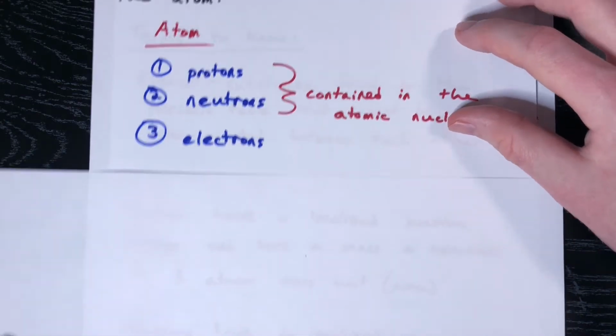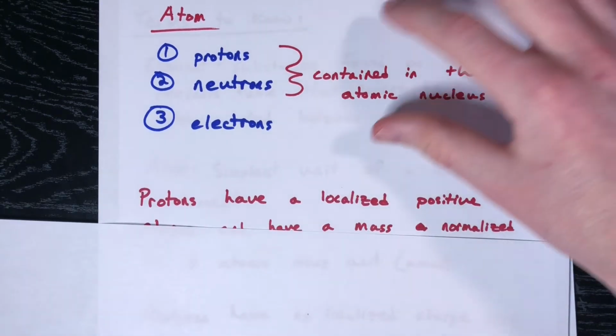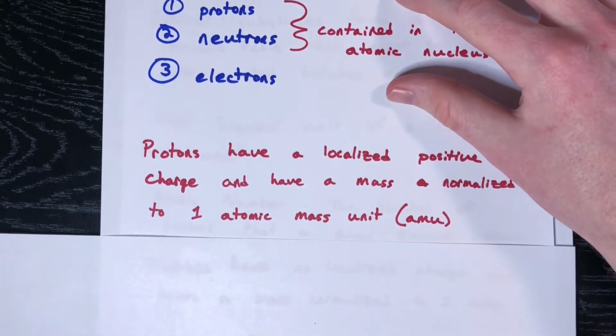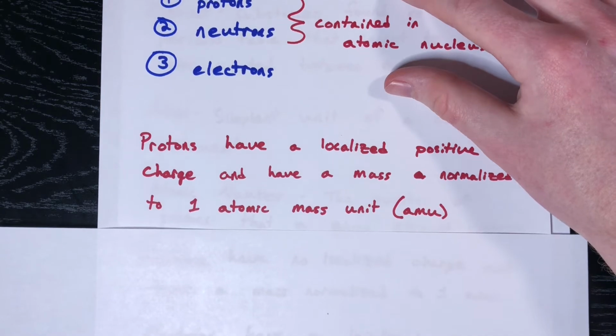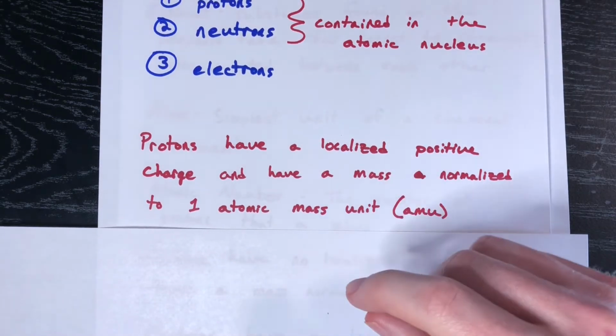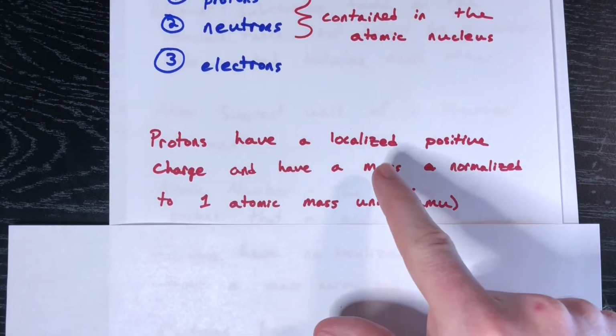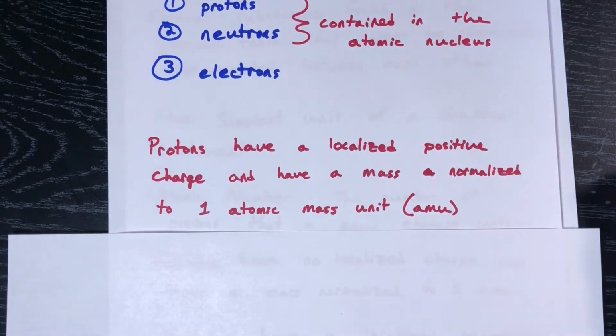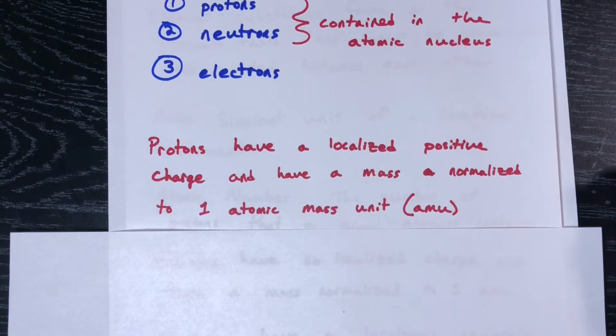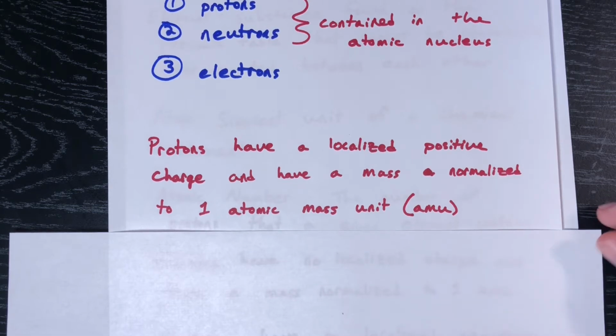So now a little bit more information about each one of the subatomic particles. The first one to talk about here is protons. Protons have a localized positive charge. The reason I use the term localized here is because there is such a thing as delocalization of charge. So it's very important to know the difference up front so it's not so confusing when we get into charge delocalization. So what localized means is that the charge is stuck to the proton, essentially.